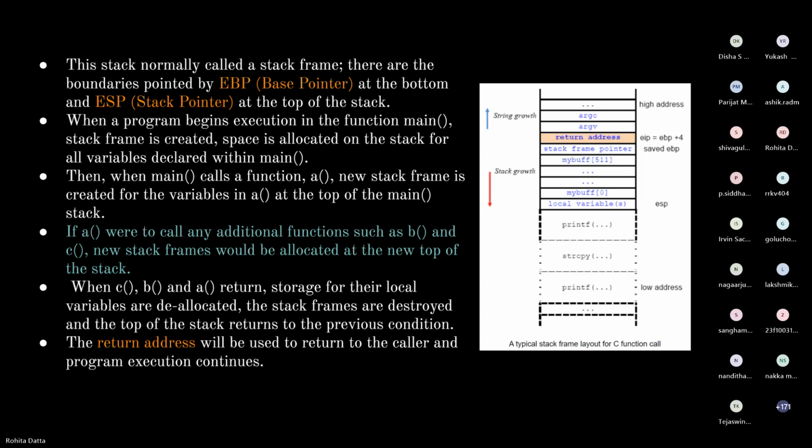And okay, so when a program begins execution, the stack frame is created. Space is allocated on the stack for all the variables declared within the function. And then when main calls a new function A, a new stack frame is created for the variables in A on top of the main stack, basically at lower memory addresses. If A were to call any other additional functions like B or C, new stack frames would be allocated at the new top of the stack.